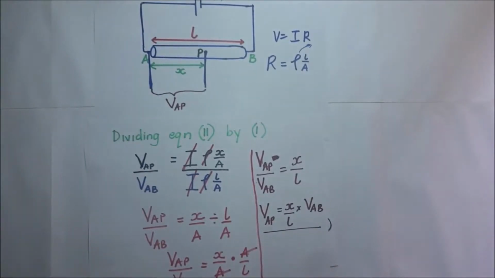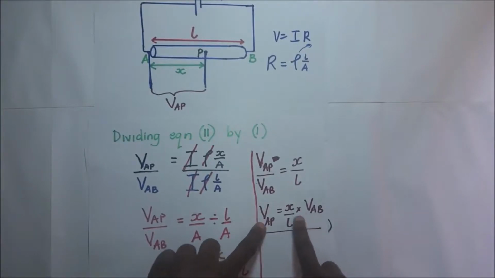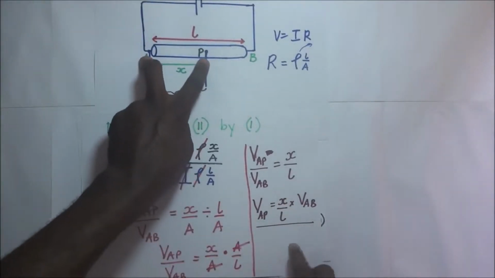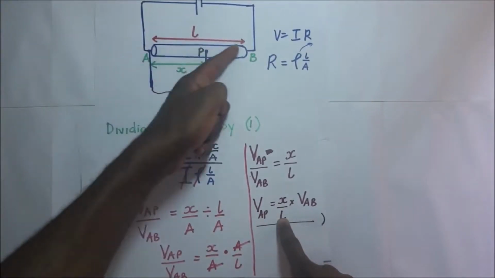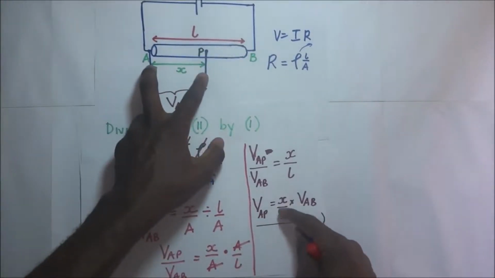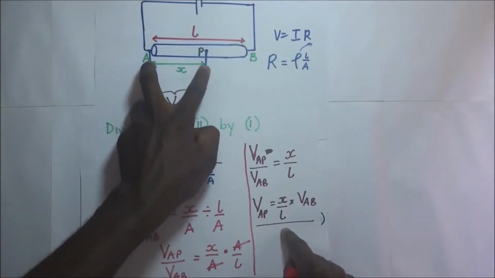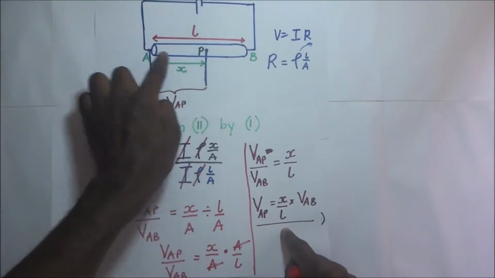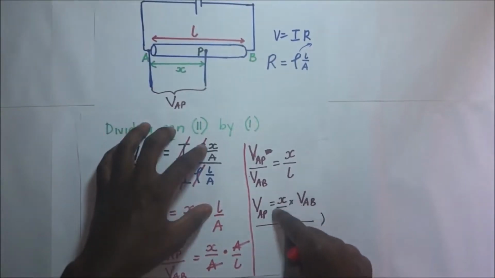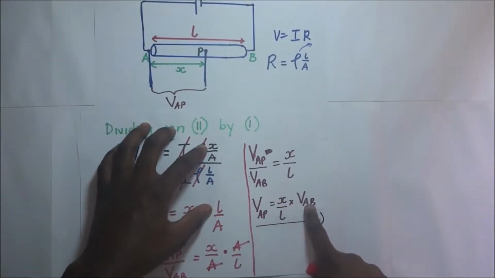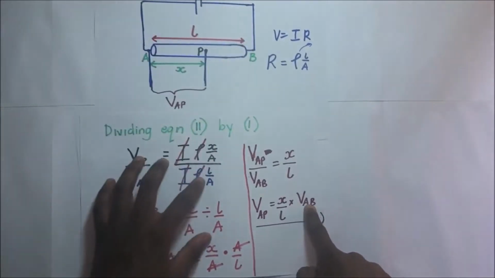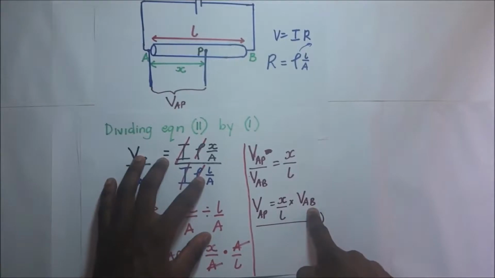Now, if you look at this expression, we find that X is the small portion, divided by the length of the whole wire. So this X over L in essence represents the fraction of the whole wire. It is the fraction of the wire we are talking about, multiplied by the potential difference across the entire wire, which happens to be the EMF of that wire, VAB.